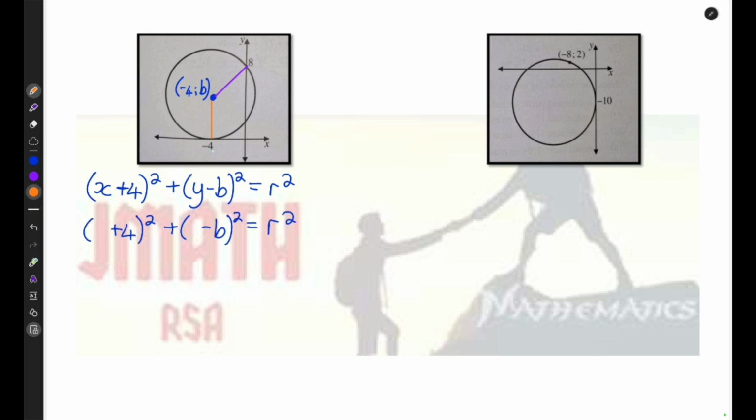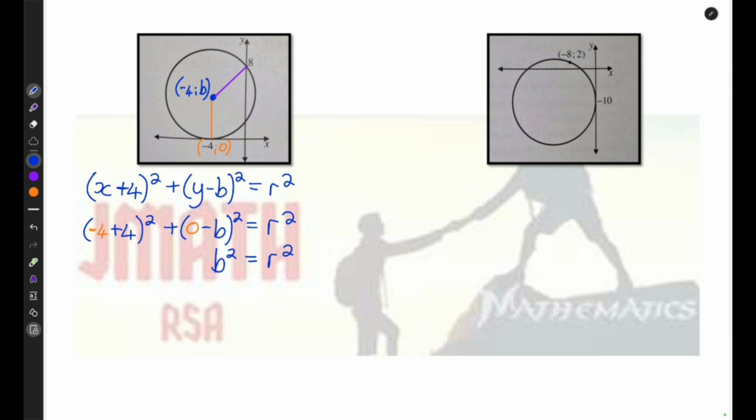So if I use the orange info that I have, I can say minus 4 is a point on the circle. And remember, it's minus 4 and 0. So I can sub in a minus 4 there. I can make y equal to 0. And that would be my one equation. I'm just going to simplify it a bit and say minus 4 plus 4 gives me a 0. 0 squared is just 0. In the other bracket, 0 minus b squared would just be b squared. And then I can see, okay, but b squared is equal to r squared. Great. That's what I wanted.